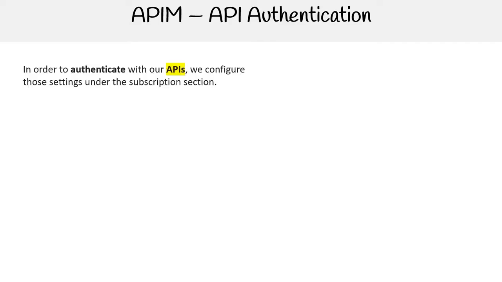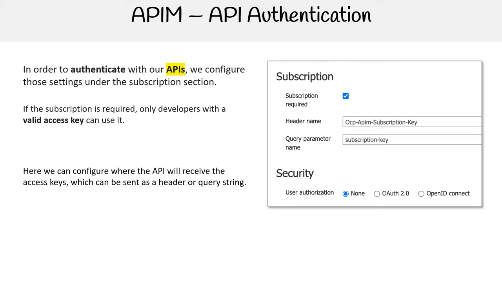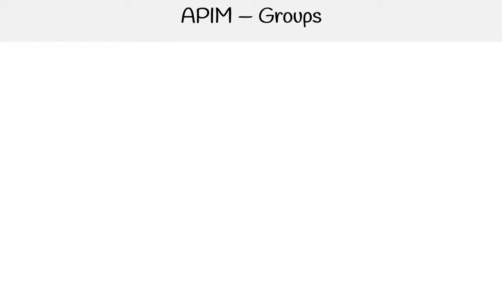All right, let's take a look at API authentication. In order to authenticate with our APIs, we configure those settings under our subscription setting. It's as simple as doing a checkbox there. If the subscription is required, only developers with a valid access key can use it. We can configure where the API will receive those access keys, which can be sent as the header or query string. So there are some options there. If this thing is not checked, then anyone that is anonymous will have their requests allowed. So it's as simple as having that checkbox there and having a key. So there you go.